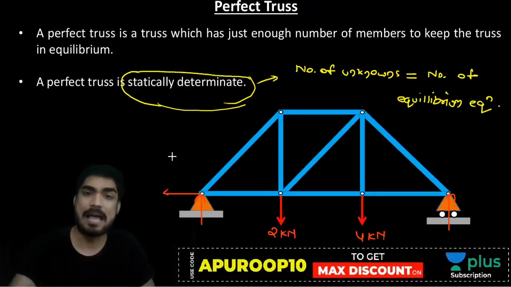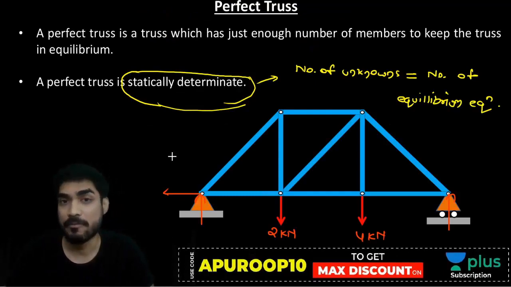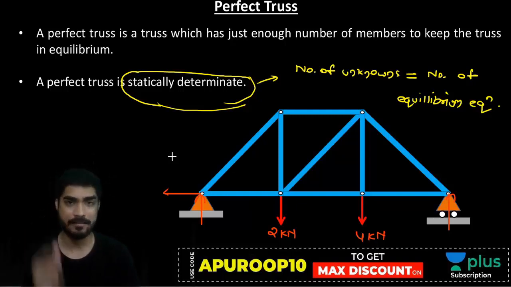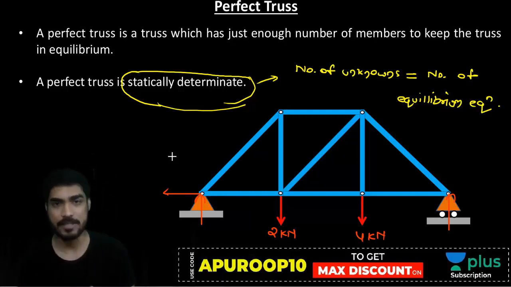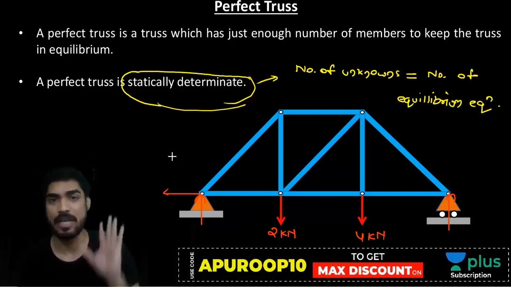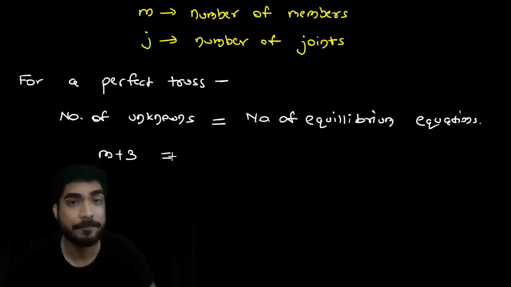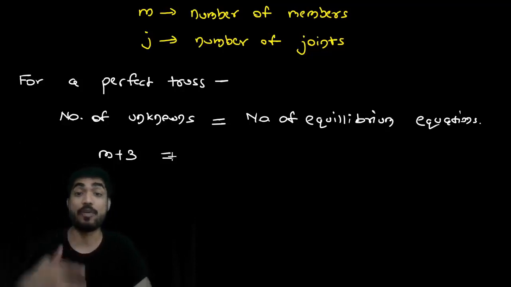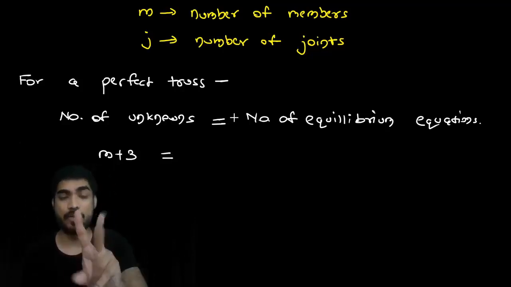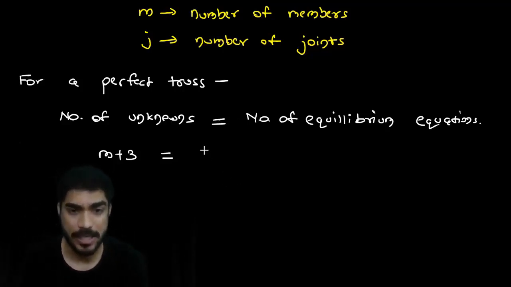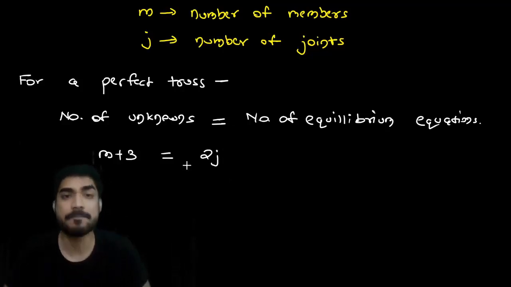See, when we apply method of joint, we draw the FBD of joint, and at every joint, how many equations do we have? We have two equations, summation of fx and summation of fy. When we consider the joints, we have two equilibrium equations for every joint. And how many joints do we have? J. So how many total equilibrium equations? Two equations for every joint. So total equations will be 2J.